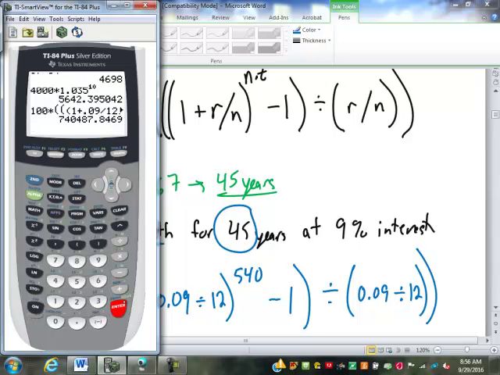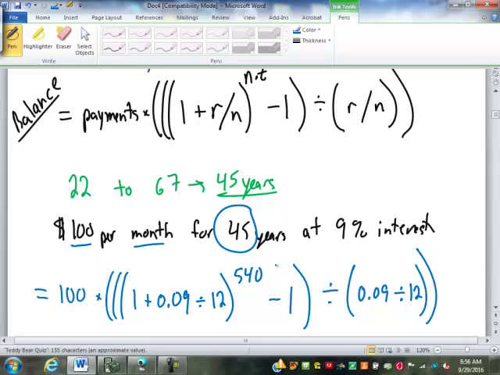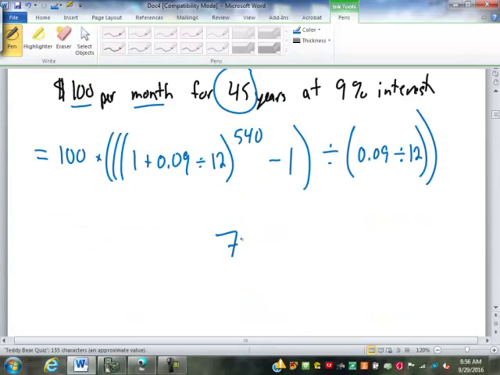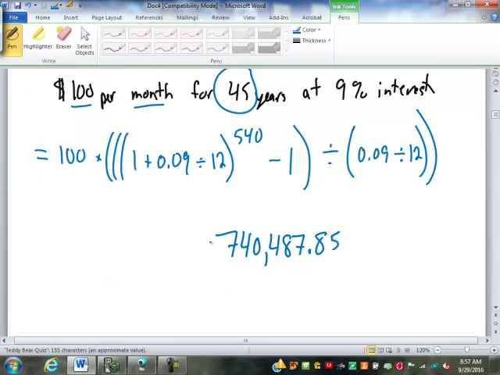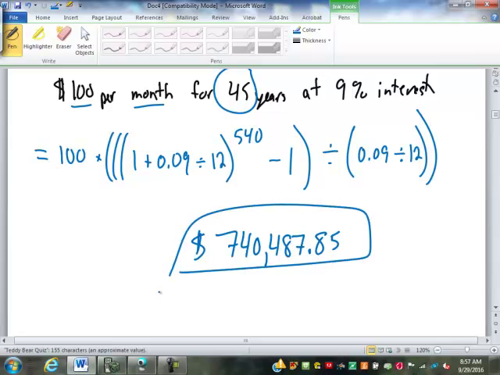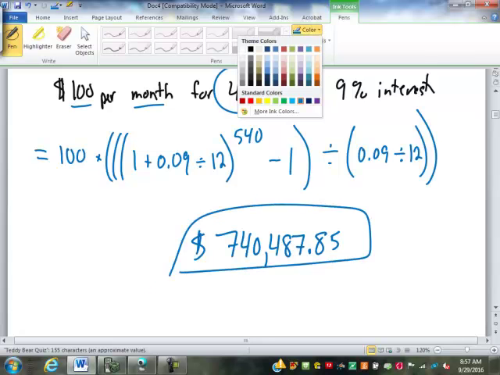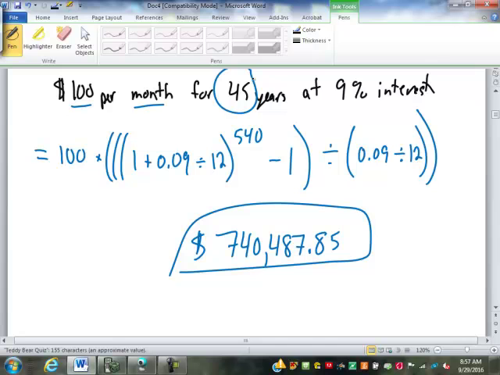So that $100 a month starting at age 22 at 9% interest is $740,047.85. So $100 a month is going to get you $700,000 to $750,000 in your retirement. That's not bad, right? Could live with that.